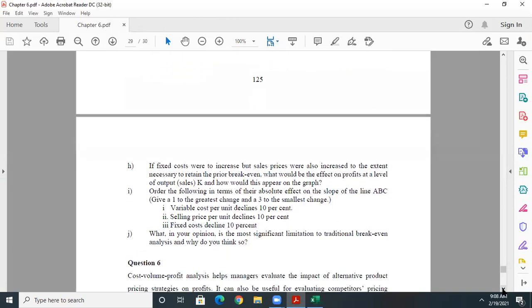Let's look at the next one. Order the following in terms of their absolute effect on the slope of the line ABC.